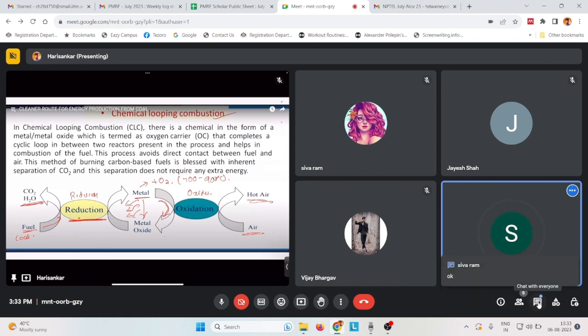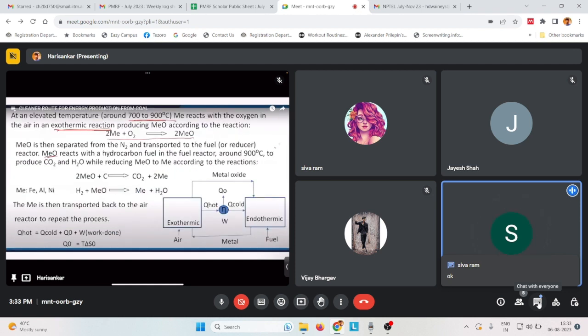Right. So again, this metal oxide then reacts with the hydrocarbon fuel, basically the coal, around 900 degrees Celsius, to produce carbon dioxide and water. And when this process happens, the metal oxide will also simultaneously get reduced to metal.